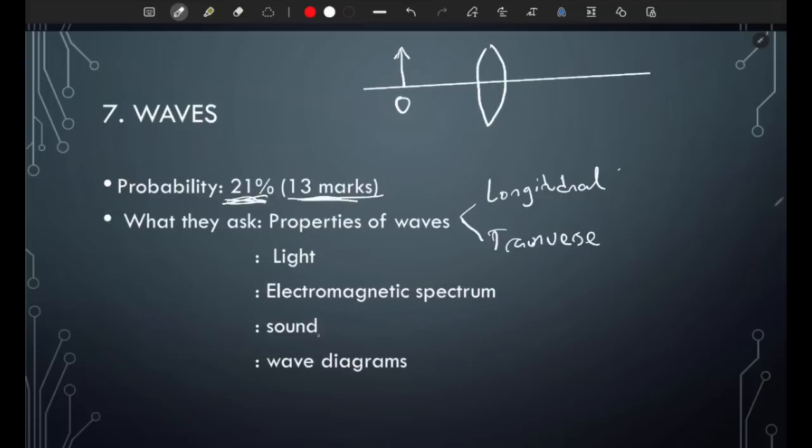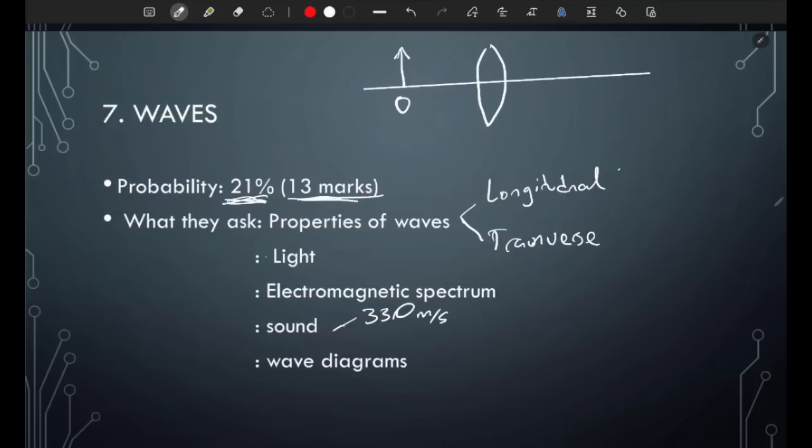The next one is sound waves. Sound waves are a type of longitudinal wave, and you should know the speed of sound in air, which is 330 meters per second. Also, what I've seen is that sound waves are not that popular compared to light waves. Questions about light are guaranteed to come, so make sure you truly understand the topic.